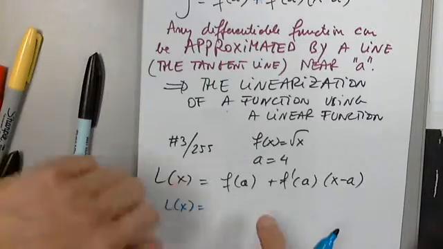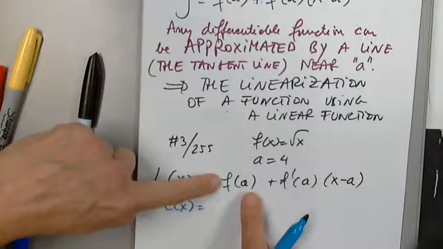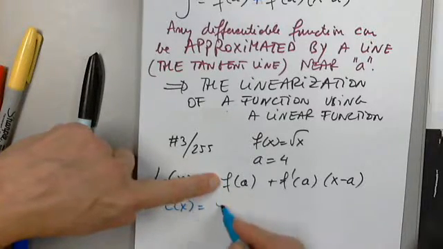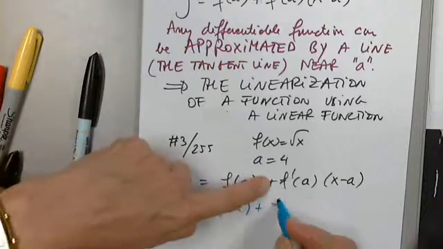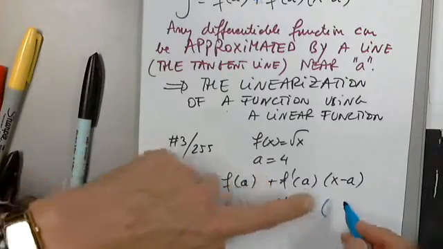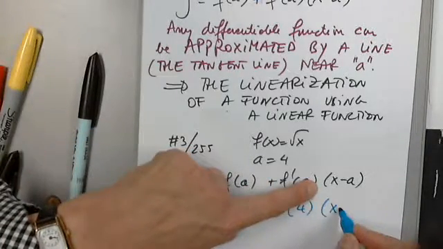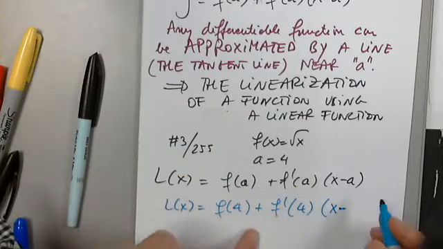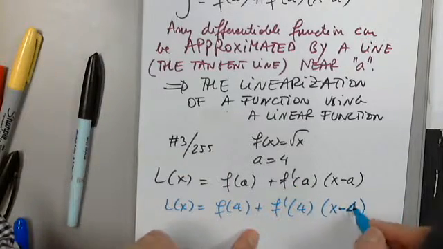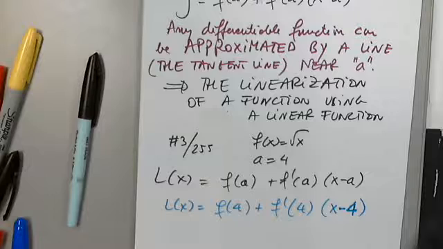L of x will be f of, yes? Yes, we're going to put those in. Oh, that's exactly what it means. And this is the line that can be used to approximate the square root of x only near 4. And we mean it, near 4.